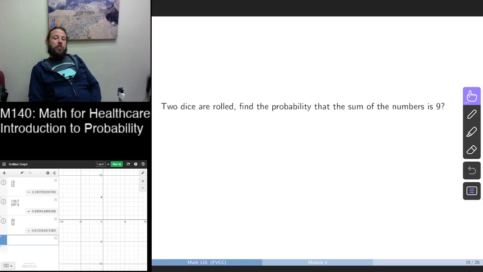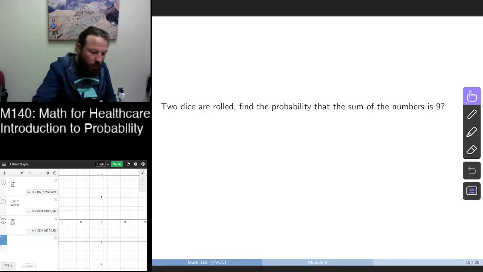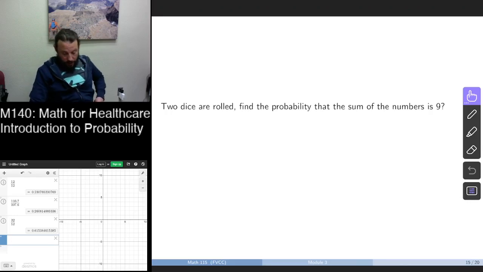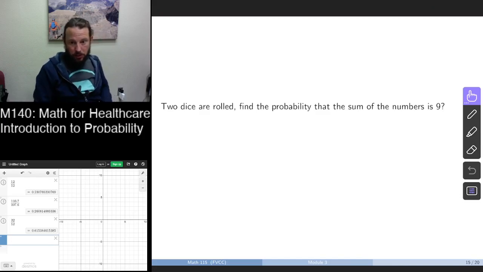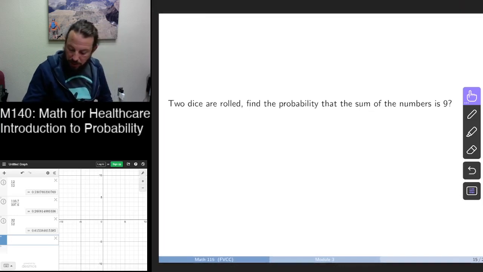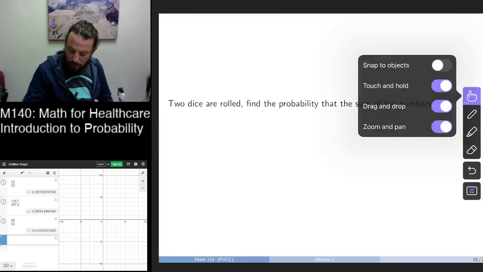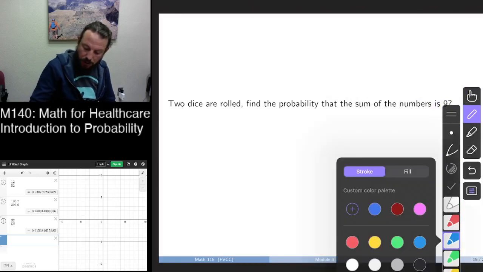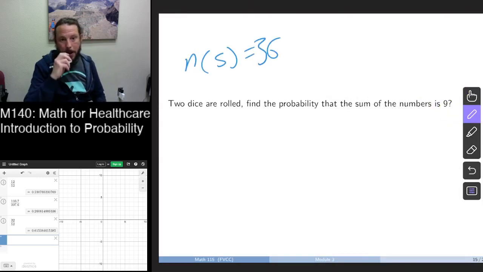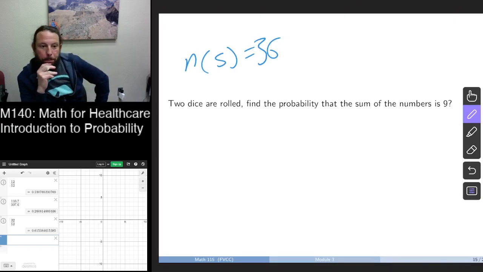So let's go back. Two dice are rolled. Find the probability that the sum of the numbers is 9. If you recall, we used the square and said there's a first die and a second die, or a red die and a blue die. So we saw that the size of our sample space here is 36.